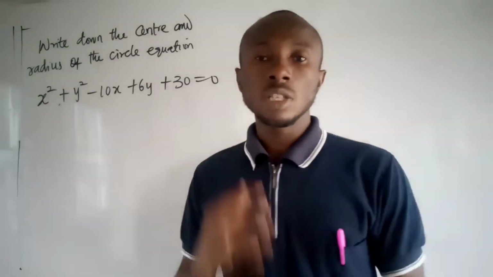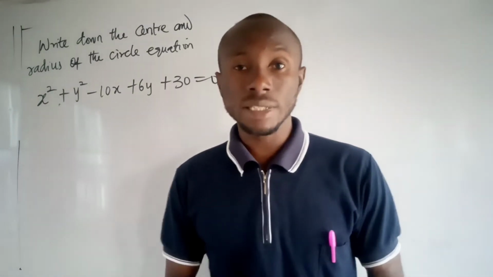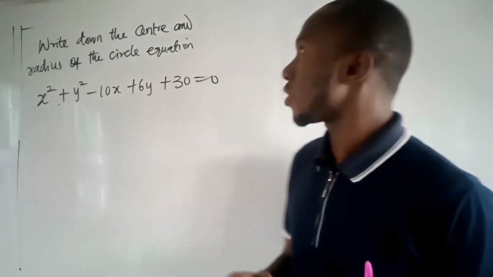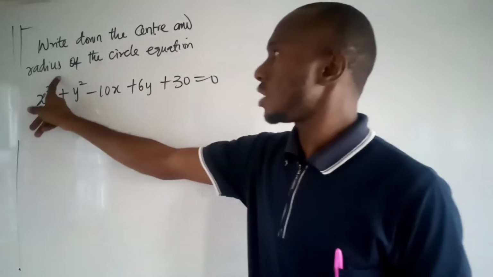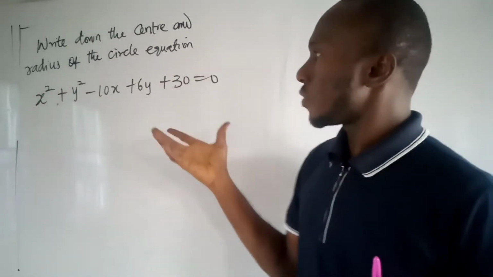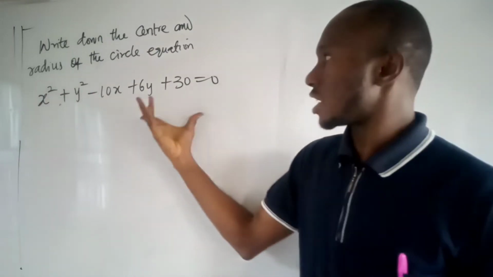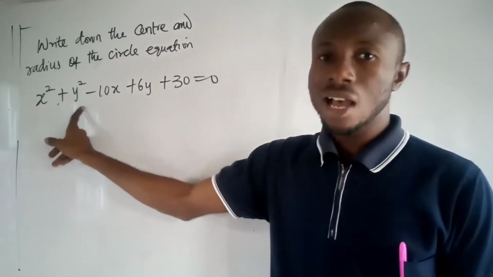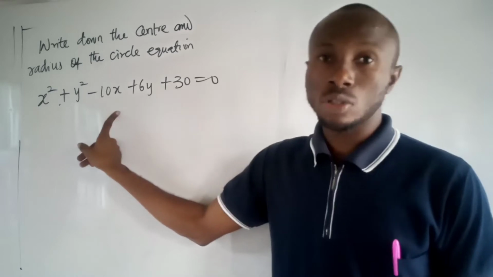Hello viewers, today's question was gotten from one of my students and this is an assignment. In this assignment, we want to learn how to figure out the center and the radius of a circle. This equation of a circle is in general form, so we want to learn how to figure out the center and the radius of this equation of a circle.